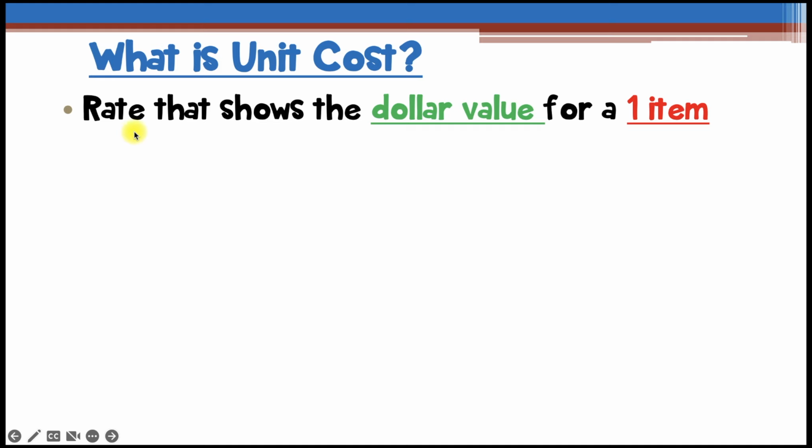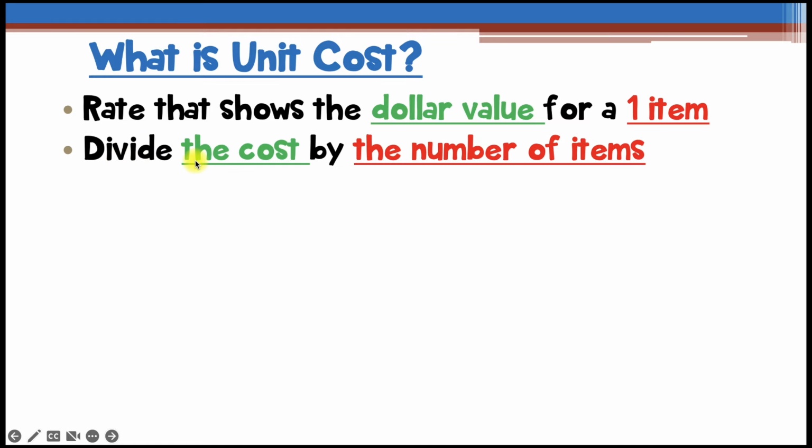So first of all, what exactly is unit cost? Unit cost is the rate that shows the dollar value for exactly one item. And how do we find the unit cost? In order to find the unit cost, you need to divide the cost you have by the number of items you have.